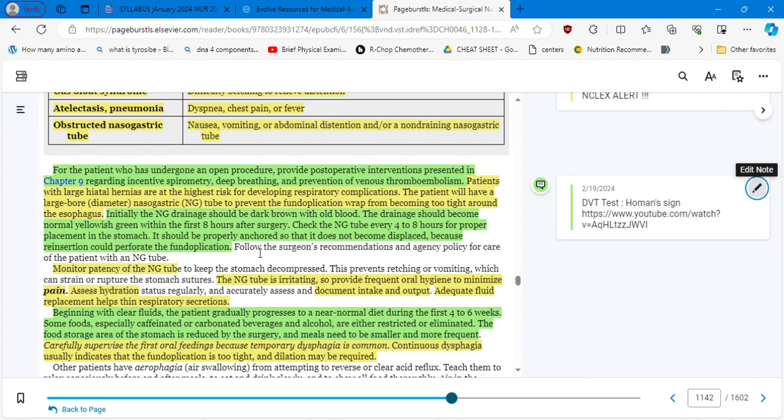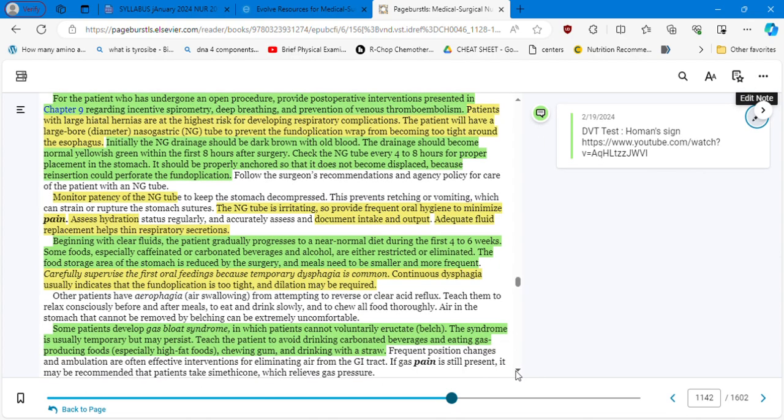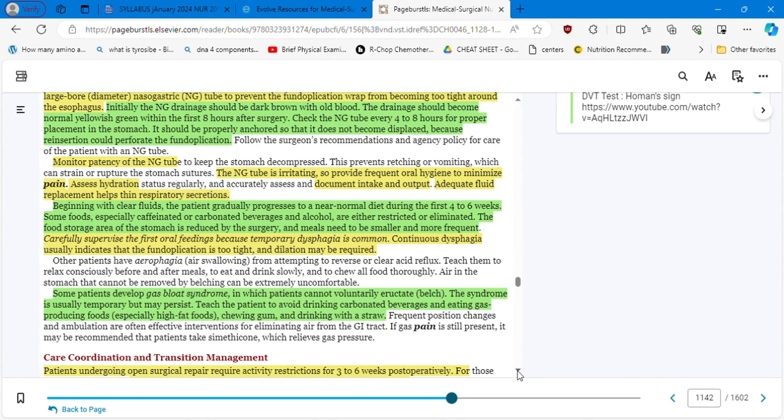It should be properly anchored so that it does not become displaced, because reinsertion could perforate the fundoplication, correct? Okay, so monitor patency of the NG tube. We know that. The NG tube is irritating, so provide frequent oral hygiene to minimize pain. Assess hydration. Document intake and output. Adequate fluid replacement helps thin respiratory secretions.